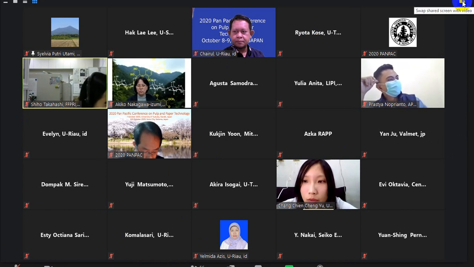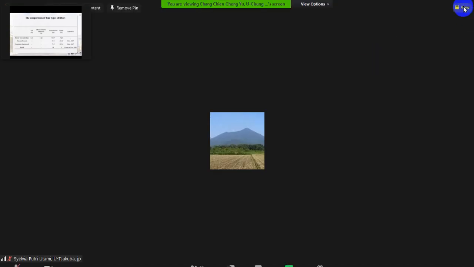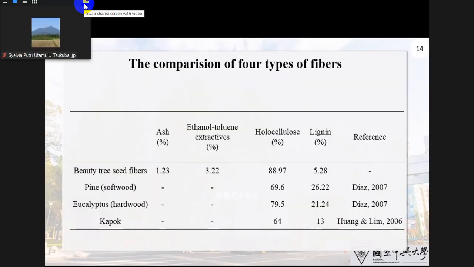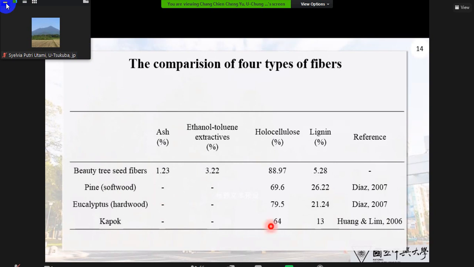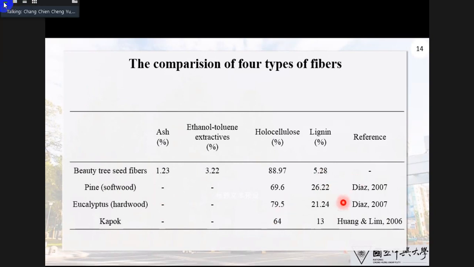This result of the research will be compared with the wood fibers in previous research. The seed fiber of beauty tree had higher cellulose content and lower lignin content. Compared with kapok fiber, the seed fibers had more hollow cellulose than that of the kapok, and the lignin content of seed fiber was less than kapok fibers. Therefore, it is expected that the pulping yield of beauty tree seed fiber will be better than wood pulp. Additionally, the consumption of energy and chemicals in the cooking process will be less.